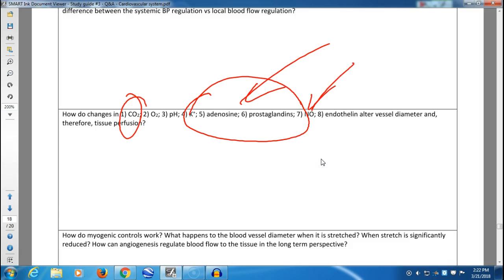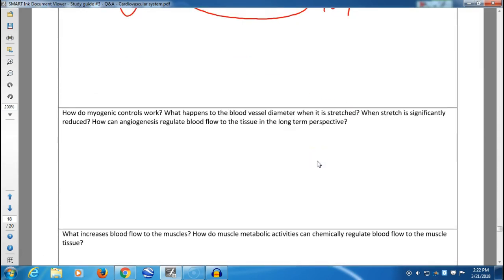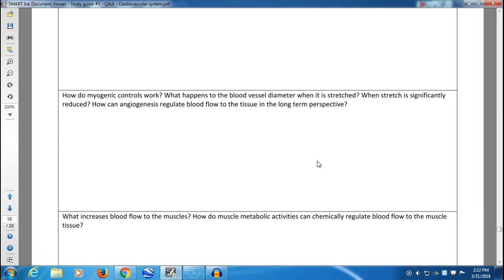NO increases blood flow, it dilates the blood vessels. We didn't talk about endothelin, so I'll cross it out. Okay. How does myogenic control work? When a blood vessel is stretched, what is the response? It constricts. If blood pressure drops and it's not stretched, it dilates. Angiogenesis is what? It's a growth of new blood vessels. Does that make sense?